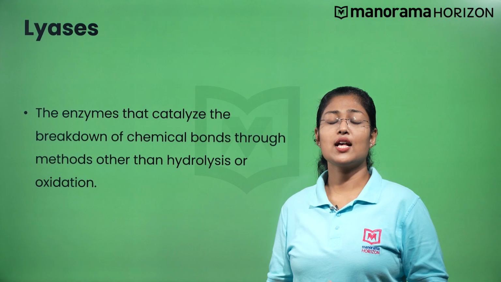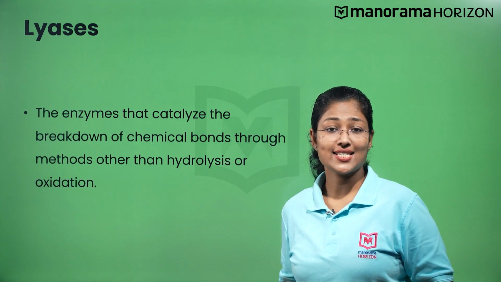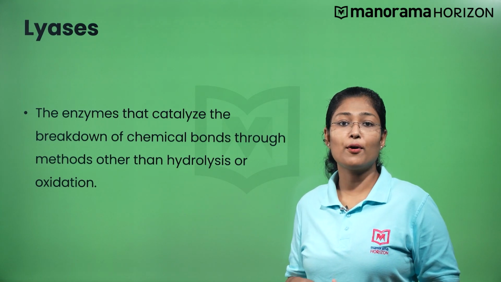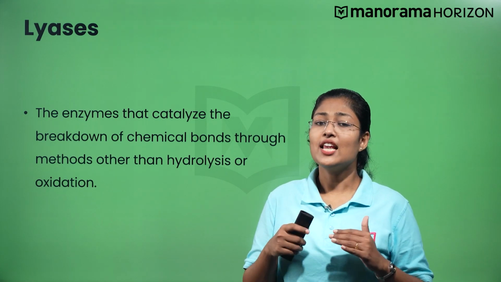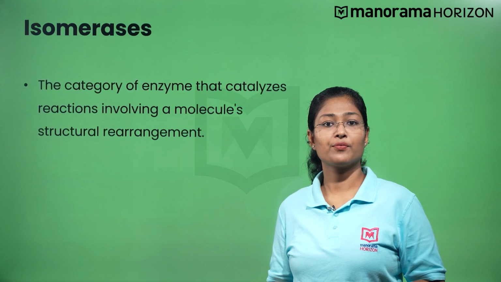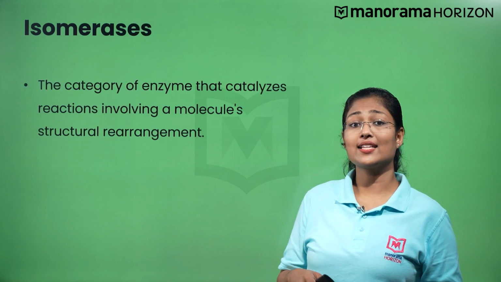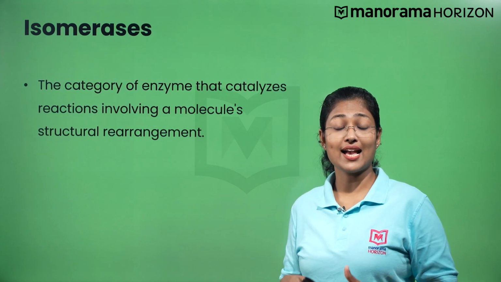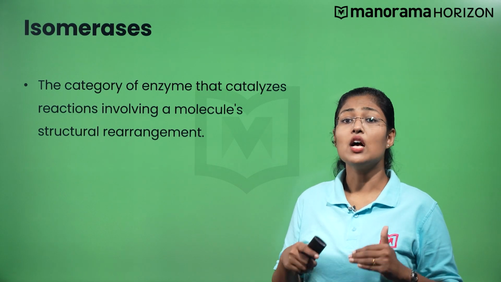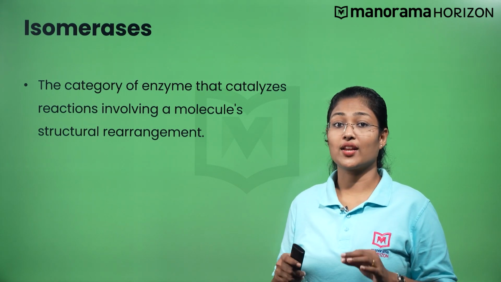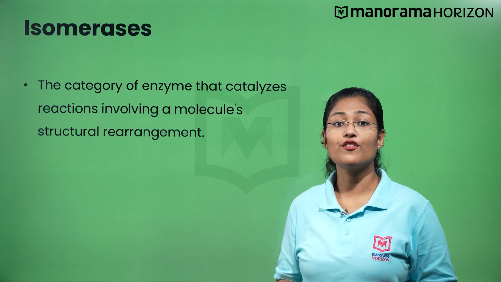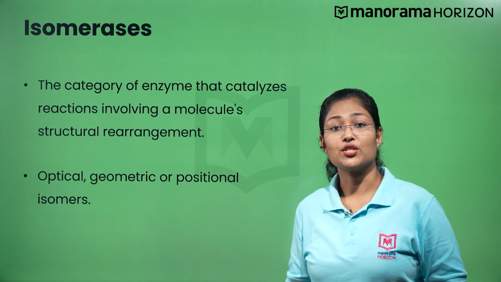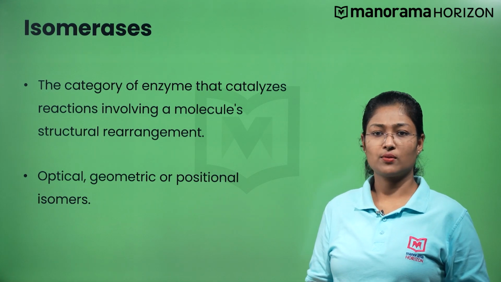Lyases are a class of enzymes that catalyze the breakdown of chemical bonds through methods other than hydrolysis or oxidation, leaving a double bond. Isomerases are a category of the enzyme that catalyzes reactions involving a molecule's structural rearrangement. That is, the interconversion of optical, geometric or positional isomers.